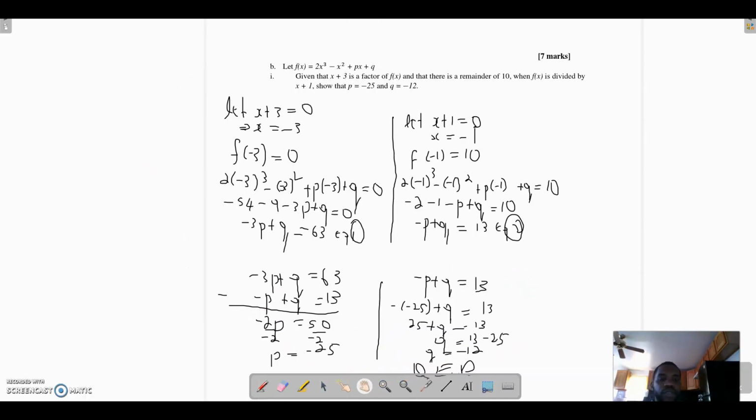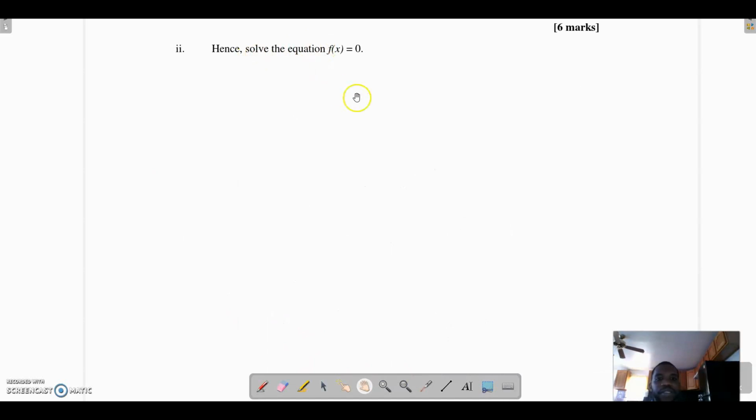Alright, let's move to the next part of this question. It says, hence solve f of x equal to 0. Now let me start by writing back what f of x was.